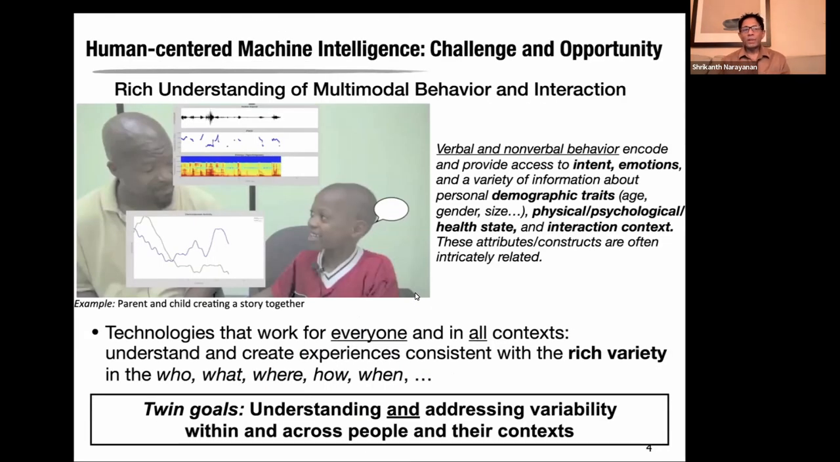So as an example of this human-centered machine intelligence, let's take understanding human interaction. It seems very simple; we do this all the time. It's very multimodal. We use various signals to exchange information and together do things. For example, in this video clip, I'm going to show you a parent and a child making a story together. In the inset, you'll see the very familiar audio signal and some indications of automatic processing. Here's the wristband signal, electrodermal activity, which gives you some indication of the physiological arousal state of both people. So let me play this.